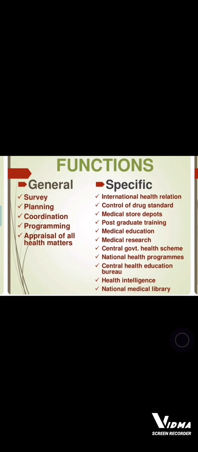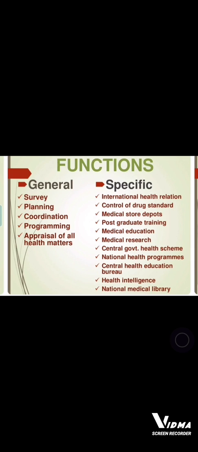Then the specific function. What is the specific function of DGHS? First is international health relation: state to the central, and the central health minister will make health relationship between national and international level. Second one is control of drug standard. Whatever drug malfunctions and whatever drugs are harmful for health, they will control the drug standard. They will provide standardized drugs to the individual.